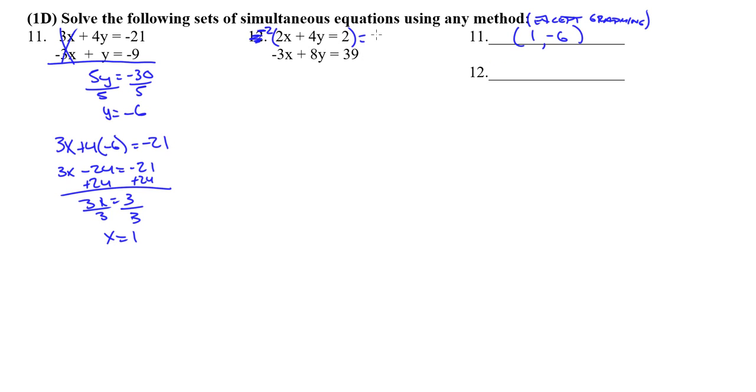So negative 2 times 2x is negative 4x, negative 2 times 4y is negative 8y, and negative 2 times 2 is negative 4, right? And then we move our negative 3x plus 8y equals 39 over here, and then we just add these together. The y's are gone. Negative 4x and negative 3x is negative 7x. Negative 4 and 39 equals 35. To find x, we divide both sides by negative 7, and we get x is negative 5.